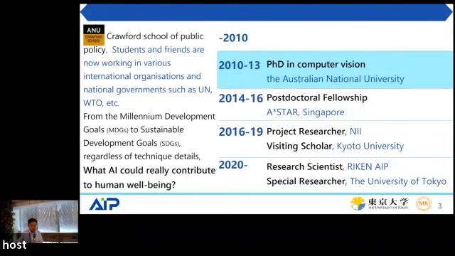Since my background was liberal education, I spent a lot of time with the Crawford School of Public Policy. A lot of my friends are now working in the UN, WTO, and different international organizations that have no relation to us. But they keep asking me one question. From the MDGs, I think maybe you didn't know that this was 10 years ago, and now the SDGs: what could AI really contribute to our human well-being? This is the question I keep asking myself, and I hope that in today's talk I can give some answer.